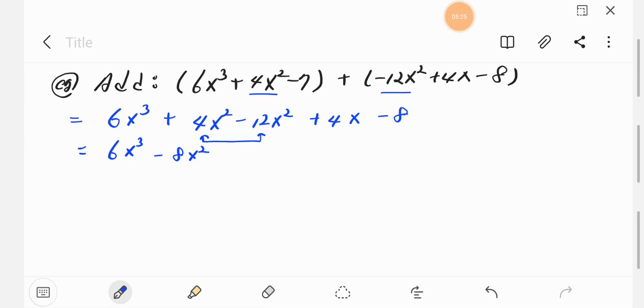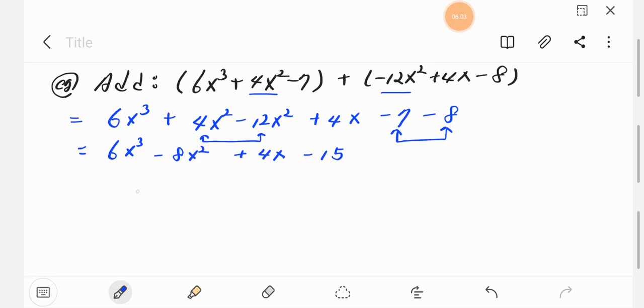So we just put the like terms together. Adding these two is minus 8x, and 4x is the only one, and this one was actually minus 7, right? Minus 7 from the first polynomial, and then minus 8 from the second polynomial. So combine these two, then minus 15. Do we have any common factors? No.